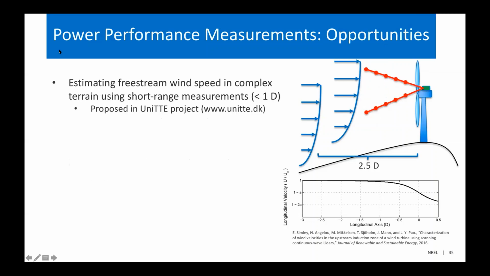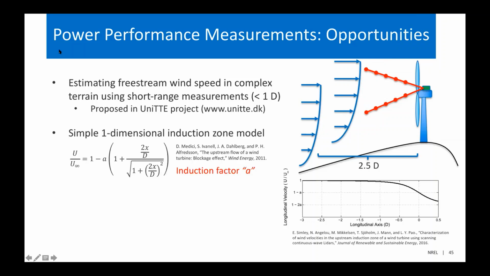So there have been some projects looking at how we can measure within the induction zone and still estimate the free stream wind speed for power curve verification. One project that's looked at this is the Unity project performed by the Danish Technical University. And so to do this, just like we have a wind field model that we use to estimate our wind field parameters, now we need to add a model of the induction zone, or how the velocities are reduced as we approach the rotor.